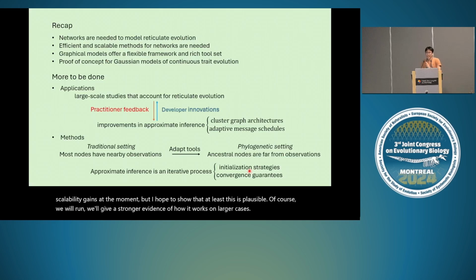Okay, so to recap, networks are needed to model reticulate evolution more accurately, and efficient and scalable methods that apply to larger, more complex networks are needed. The graphical models literature actually offers a flexible framework and a rich toolkit. And then I showed proof of concept, and I just want to emphasize that we need more large-scale studies that start using our tools, and then we can have this feedback cycle between the practitioners and methods developers.